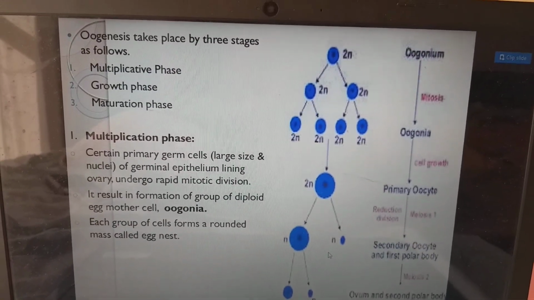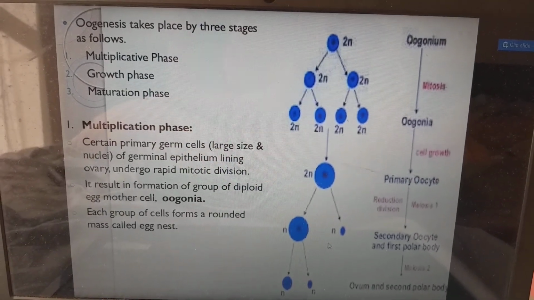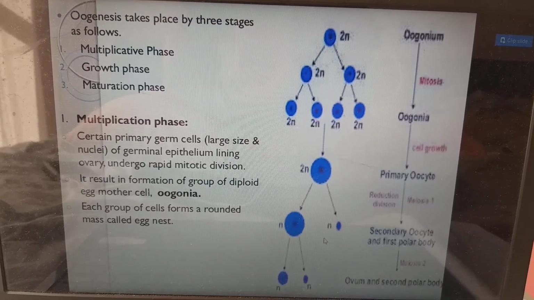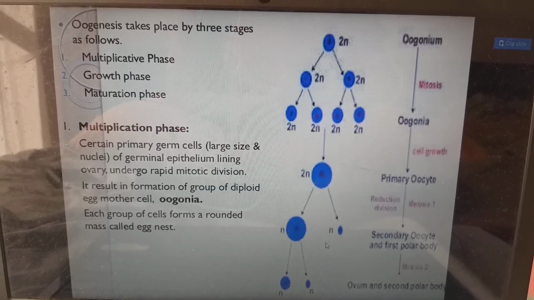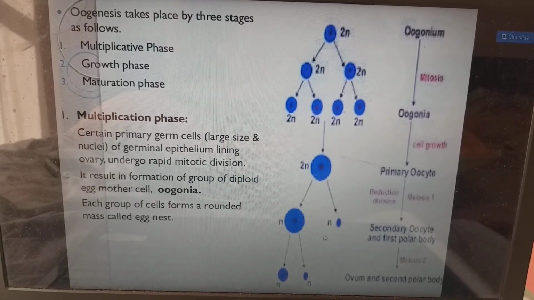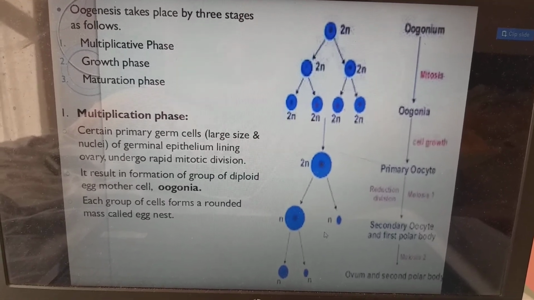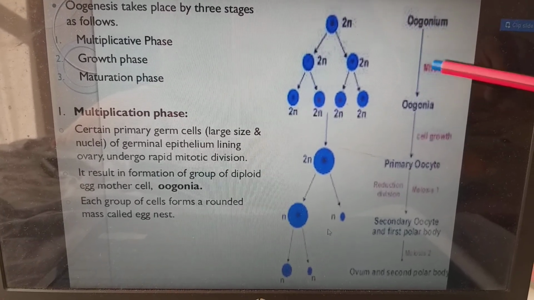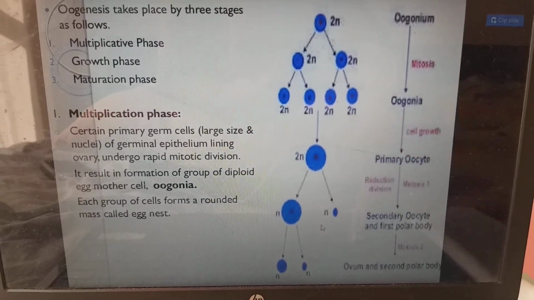So oogenesis takes place in three stages: multiplicative phase, growth phase, and maturation phase. First, the multiplication phase. Certain primary germ cells, which are large nuclei of the germinal epithelium lining the ovary, undergo rapid mitotic division. It results in the formation of a group of diploid egg mother cells, which we call oogonia. Each group of cells forms a rounded mass called an egg nest. From the oogonium, it will undergo several mitotic divisions to form oogonia. We have already discussed this previously.